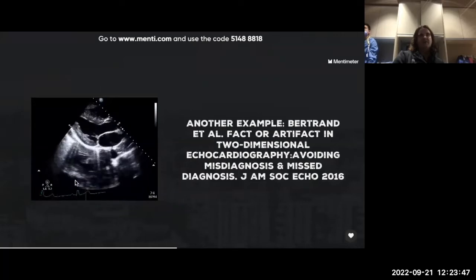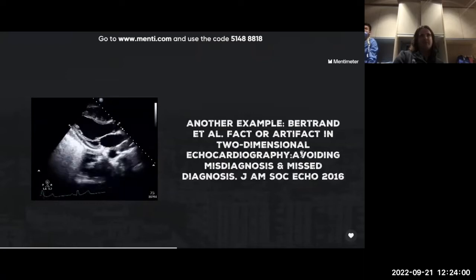Now, if you change the angle of the acquisition, you'll likely see this disappear, because usually this is incidental. It depends on the angle of incidence of the sound wave striking the pericardium. For those of you who want to read more about artifacts, this is a great paper in 2016, Bertrand et al. They do a really good job of covering these artifacts.